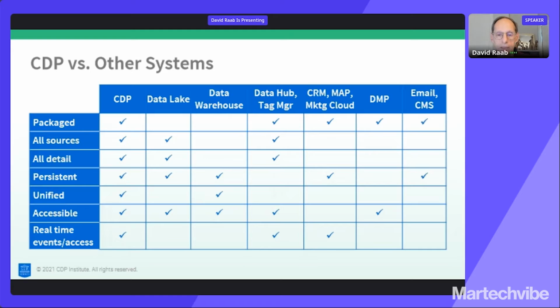And the answer, not surprisingly, is, remember our little definition? Well, the CDP ticks all the boxes of our little definition. It's packaged software. That unified customer profile blows out if you extend it a little to having all data sources, storing all detail, retaining it over time persistently, keeping it unified, and so on. So different systems, data lakes, data warehouses, they don't meet all the criteria. They're not packaged, like a data lake is not packaged or a warehouse not packaged. Data hubs and tag managers don't store the data. CRMs and marketing clouds don't really keep all the data. They just keep some of the data. Data management platforms don't keep all the detail. Email and CMS, again, don't build unified profiles. They're not very good at sharing data. So only a CDP does what a CDP does.